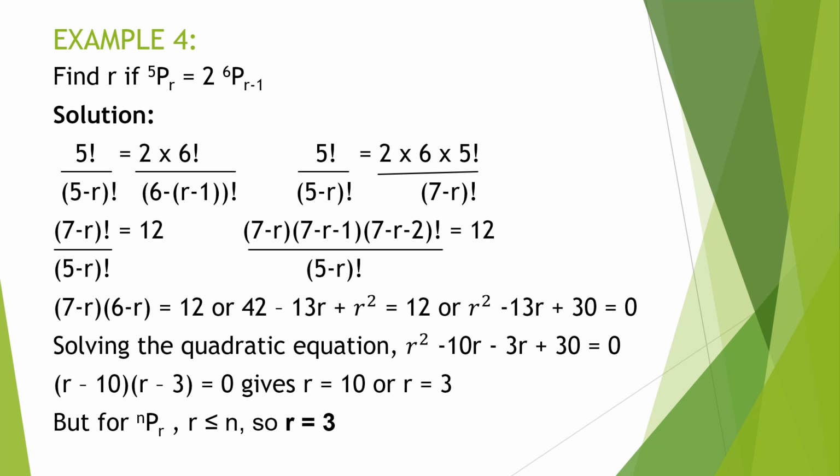This is a quadratic equation. So you have the quadratic equation r square minus 10r minus 3r plus 30 equal to 0. On simplification you get r as 10 or 3. But we know that for nPr, r should always be less than or equal to n. So since n is 5, the possible value is 3. So the answer is r is equal to 3.